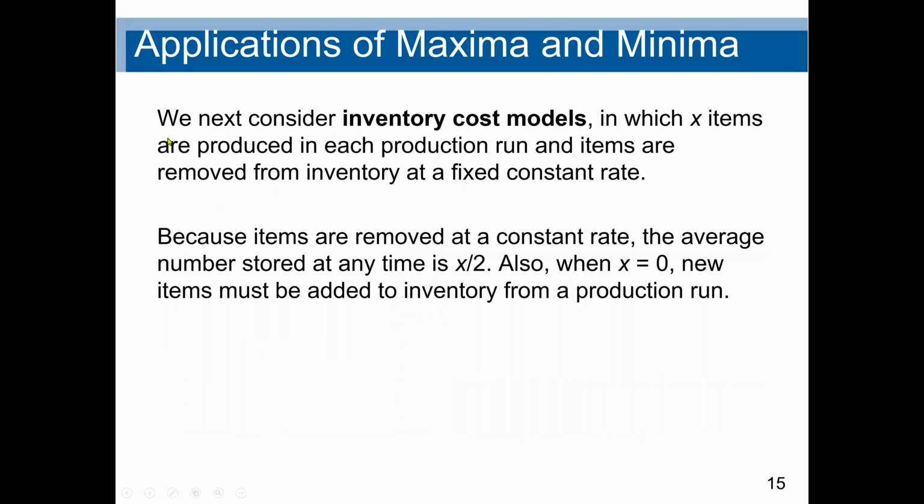So let's try another example here. They say the next example is the inventory cost model, in which S items are produced in each production run, and items are removed from inventory at a constant rate. Because items are removed at a constant rate, the average number stored at any time is S by 2. Also, when S is equal to 0, new items must be added to inventory from a production run.